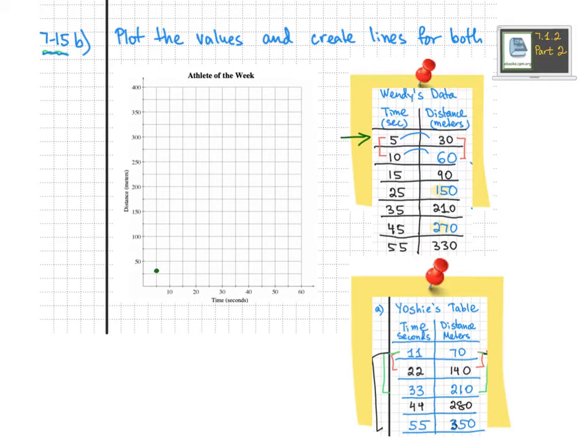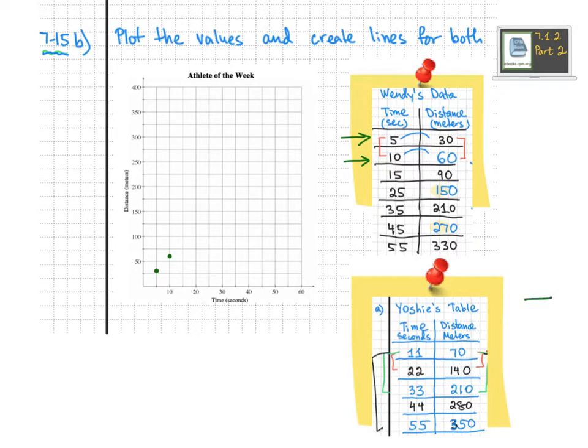Now let's do the second one. So at 10 seconds, we want to go up to 60. Try it on your own. And then 50 is the line, so 60 is a little bit above. And now 15 and 90. So if you want to continue, pause the video and plot Wendy's.